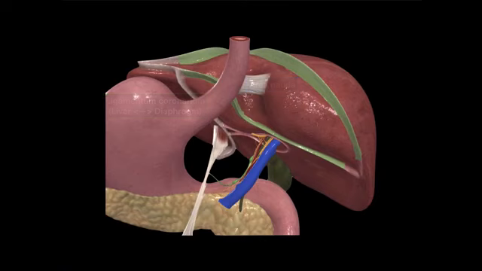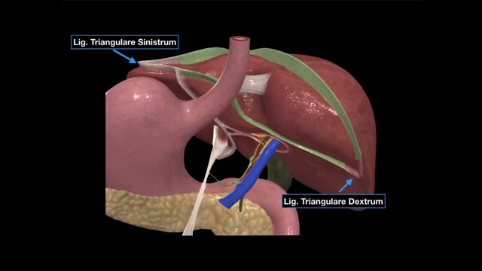All right, so there is one more ligament here called the ligamentum triangulare, the triangular ligament on either side. You can actually see that it looks triangular. So this is the left one, the ligamentum triangulare sinistrum, and then this is the right one, the ligamentum triangulare dextrum. Dextrum is right. So that was all the ligaments on the anterior superior side.